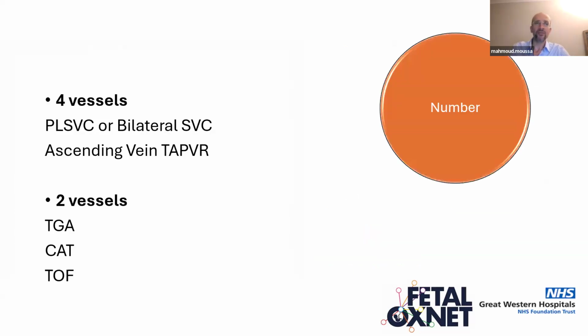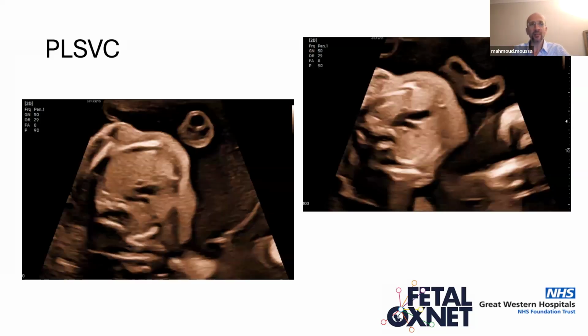So let's start by number. If you've got an abnormal number, then you start thinking why you get an abnormal number. So you can get more than 3 vessels, or you can get less than 3 vessels. If you get 4 vessels, then you think about a couple of things. You either have 2 SVCs, or there is an ascending vein from a total anomalous venous return. If you've got 2 vessels, then most likely you've got a transposition of great arteries, or a common arterial trunk, or in some cases of tetralogy of Fallot as well. So let's see some examples.